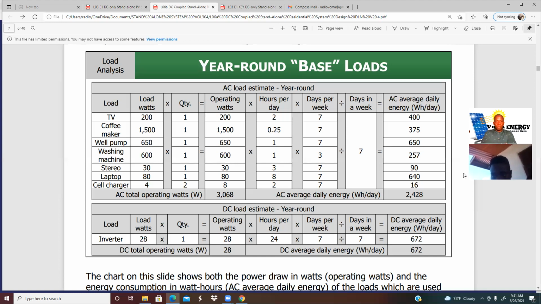So the AC total operating watts is 3,038. The average daily energy watt-hours would be 2,428. You need that information. So all these appliances these two people are using, the water pump, the washing machine, the stereo, the lamp, the laptop, the cell phone charger. This is the total average daily energy of 2,428 watt-hours.